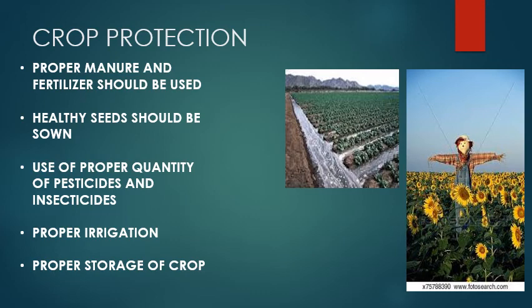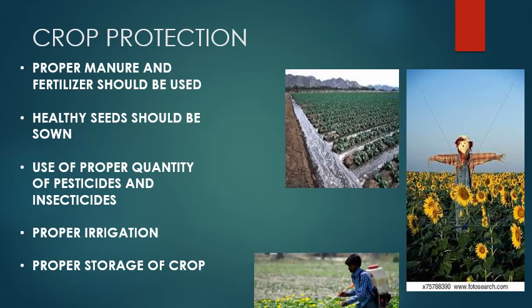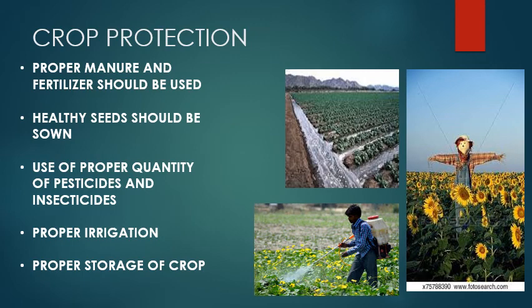Thus, we can say that to keep our crops healthy, we must follow the following measures. First one is proper manure and fertilizers should be used. Good quality, healthy seeds should be sown. Proper quantities of pesticides and insecticides must be used. Crops should be irrigated properly. Dry and sealed containers should be used to store the produced crop.